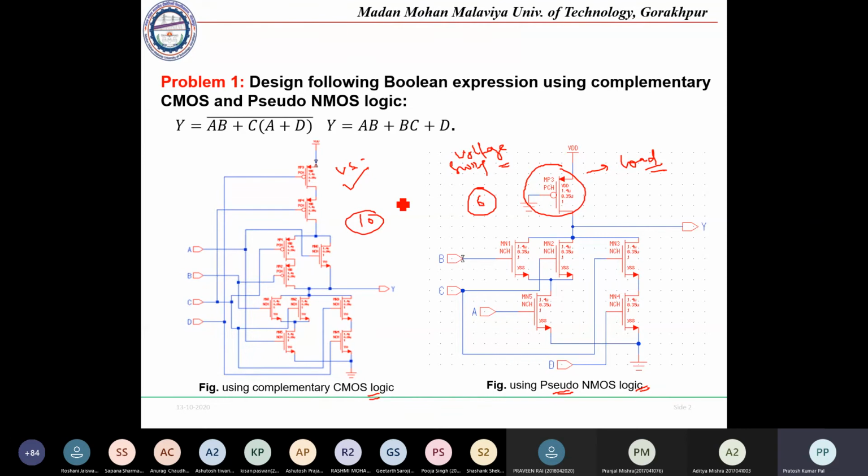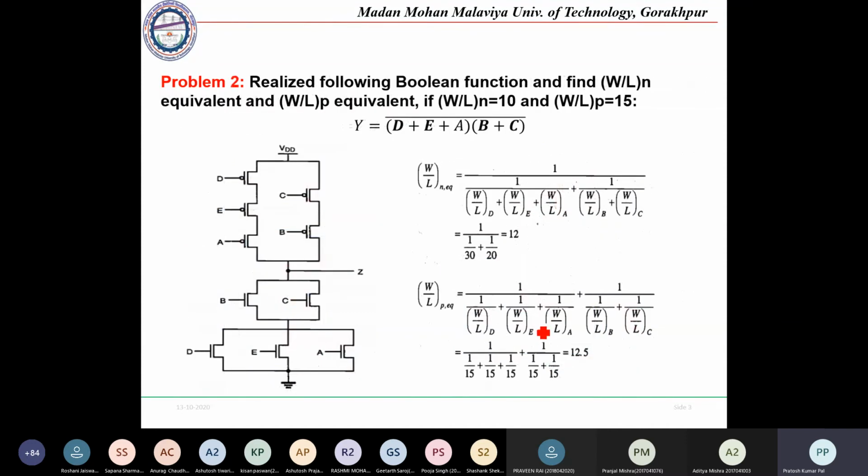Whatever application we are going to implement, suppose some application is there where high swing is required, then we will implement it by using the CMOS implementation. And suppose any application is there where we need to minimize the area, then we will go for implementation of pseudo NMOS logic. Okay, so based on our requirement, based on the specification, we will be switching to different logics.